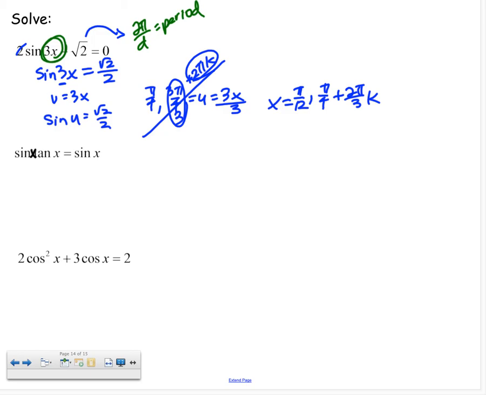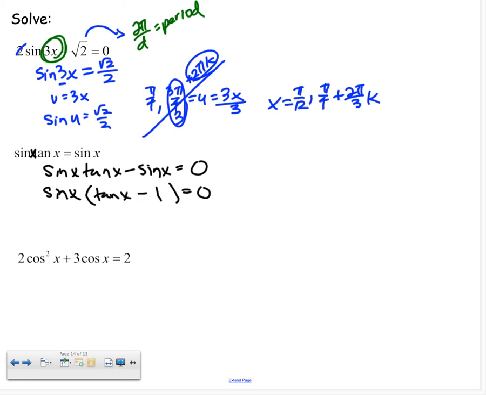I would suggest we try setting this equation equal to 0 by moving the sine over. So now it equals 0, and what I'm going to try doing is factoring, because they both have a sine. If I take a sine out, don't I have tangent of x minus 1 equals 0?